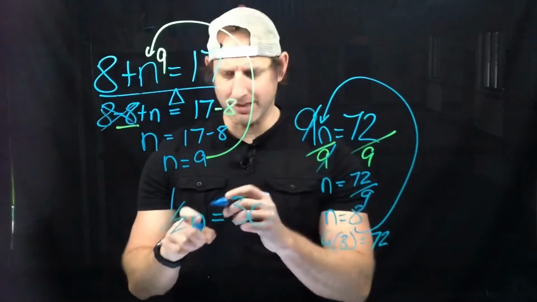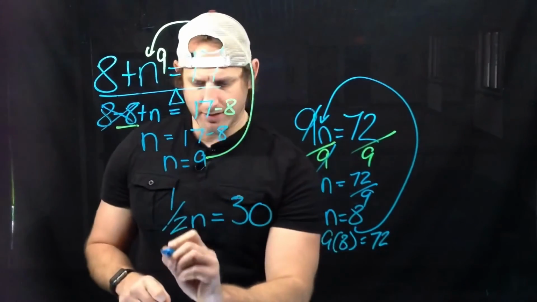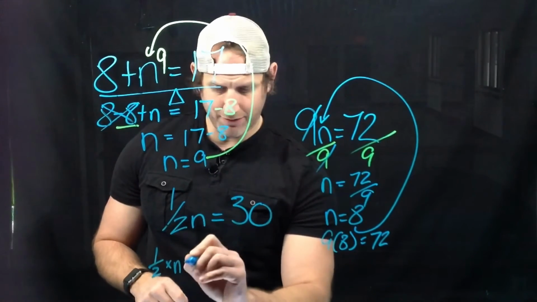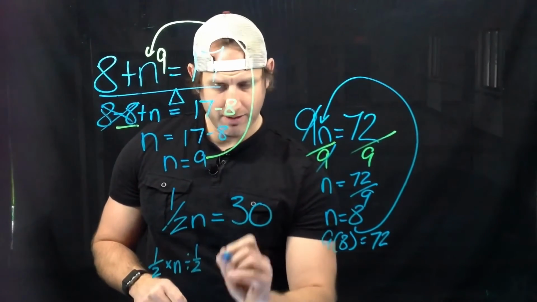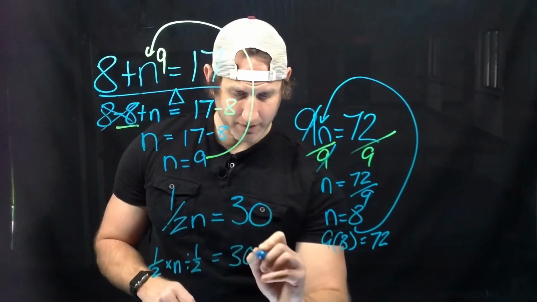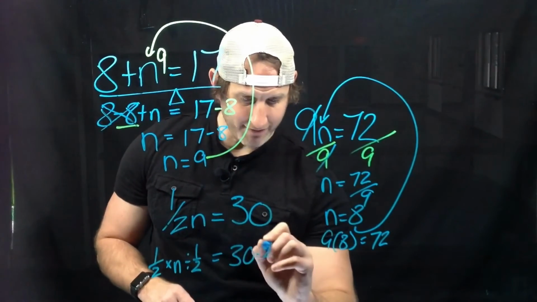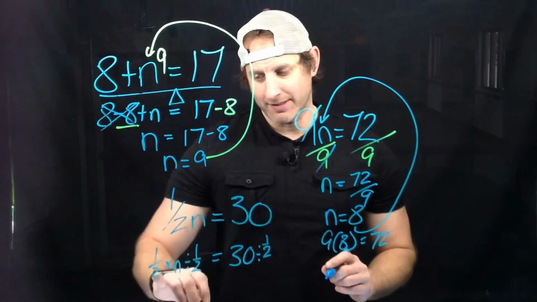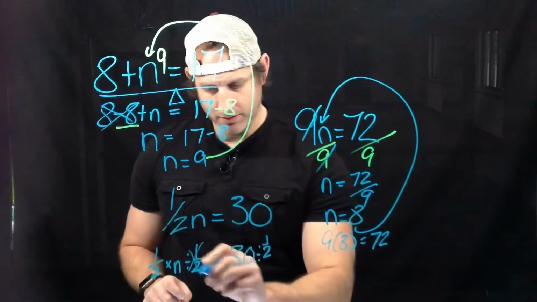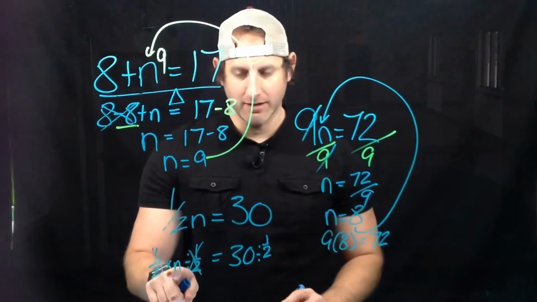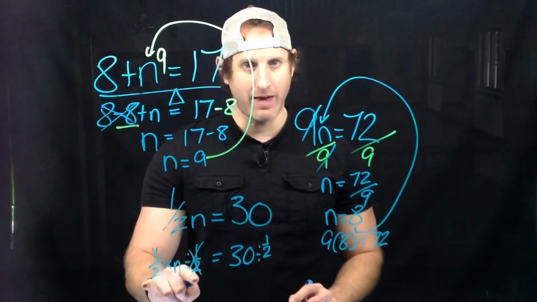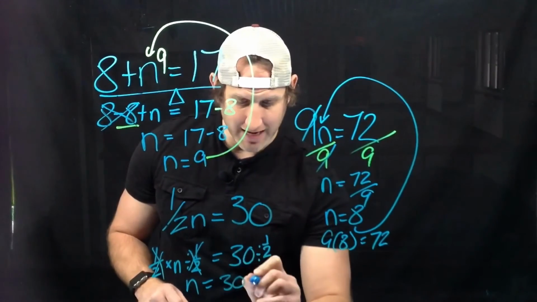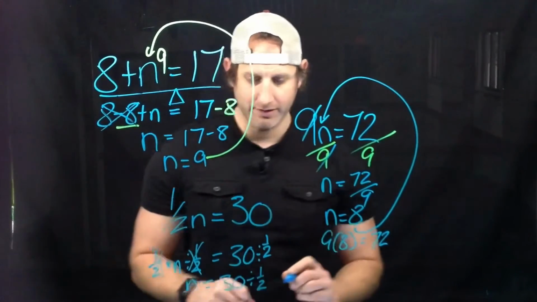I'm going to write it a little differently this time. What I'm going to do is this. I'm going to go half times n divided by half equals 30 divided by half. What happens here is these halves will cancel because half times n divided by half is going to cancel out the halves, which leaves me with n by itself, and n is the same as 30 divided by half.